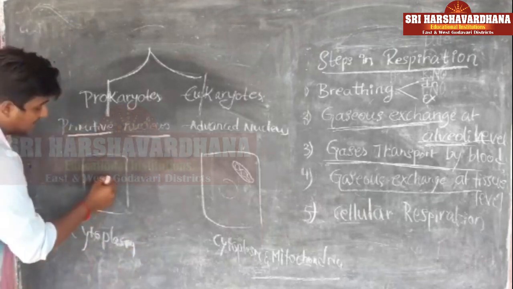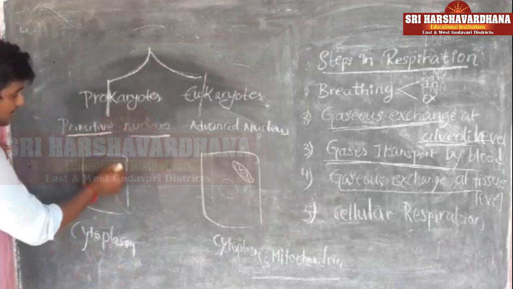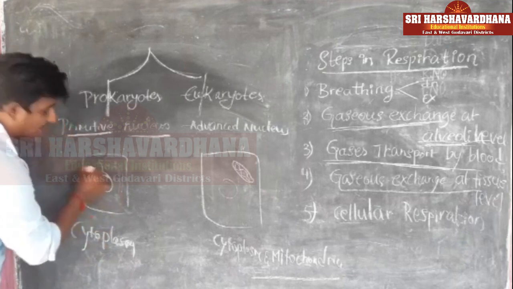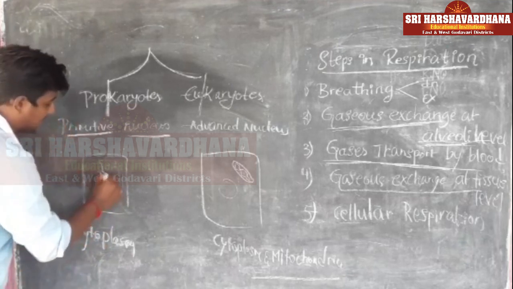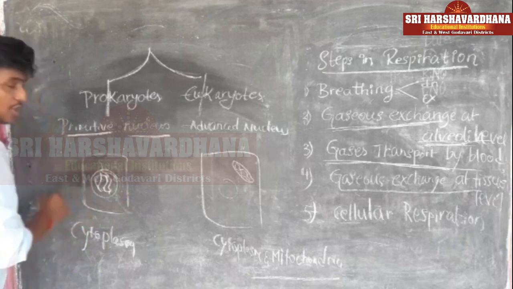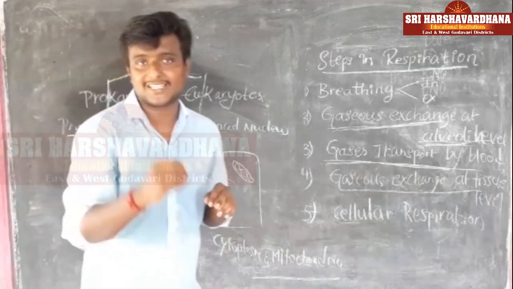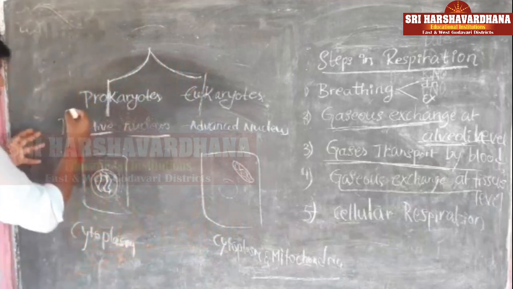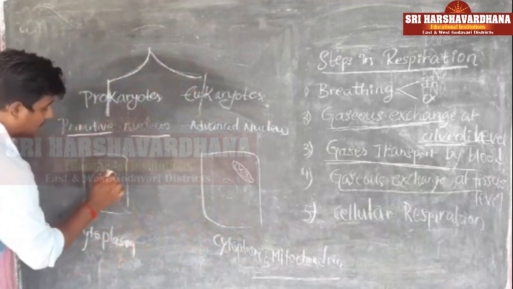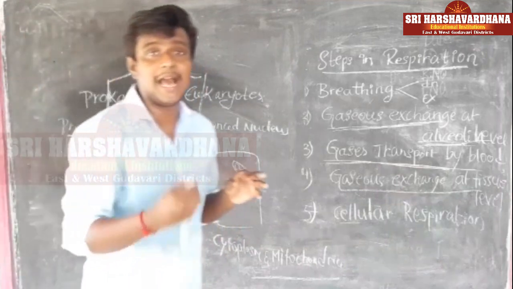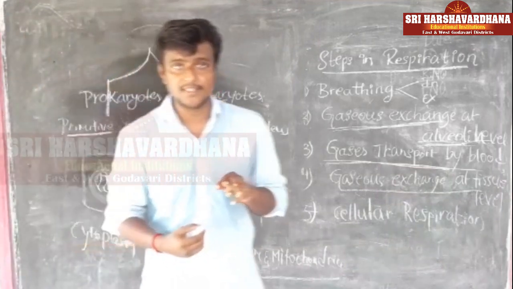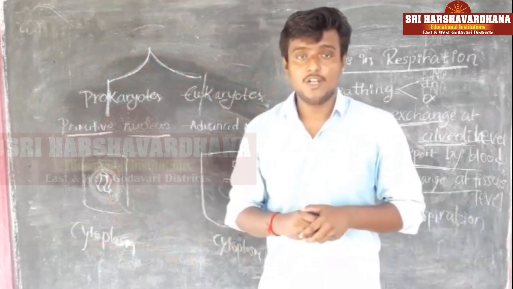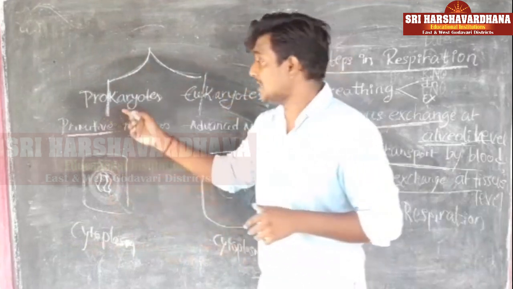In the cell we can see the cytoplasm, and in the cytoplasm the genetic material is present. Around this genetic material we can see a membrane-like structure, which we call the nuclear membrane. But in prokaryotes the nuclear membrane is absent. So the genetic material freely floats in the cytoplasm. Such cells we call prokaryotes.